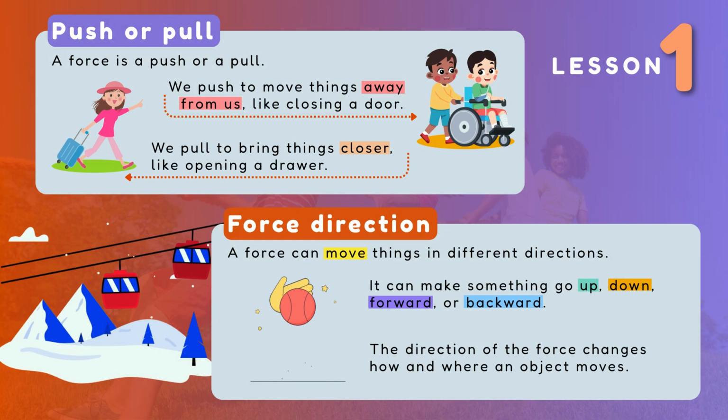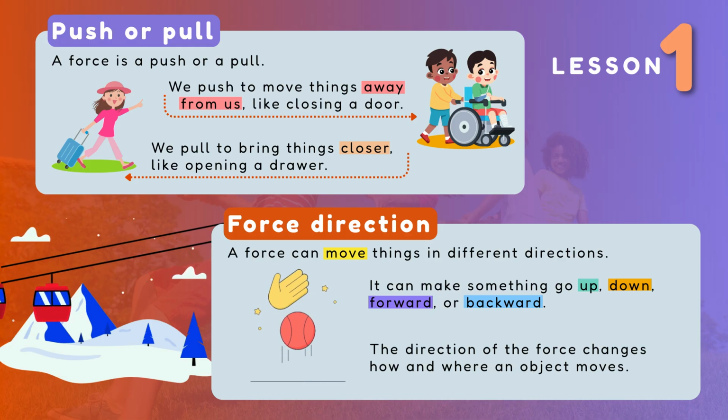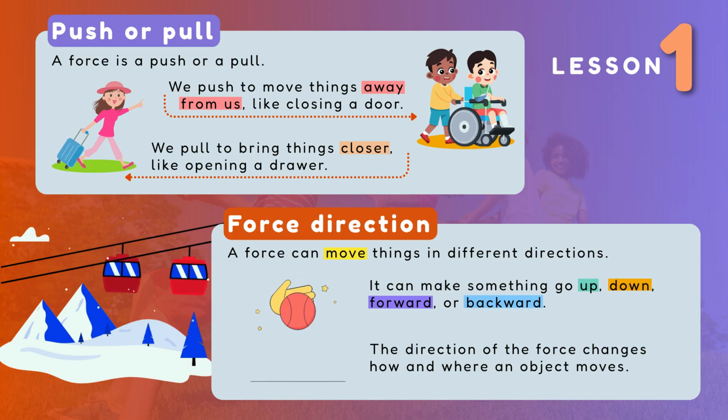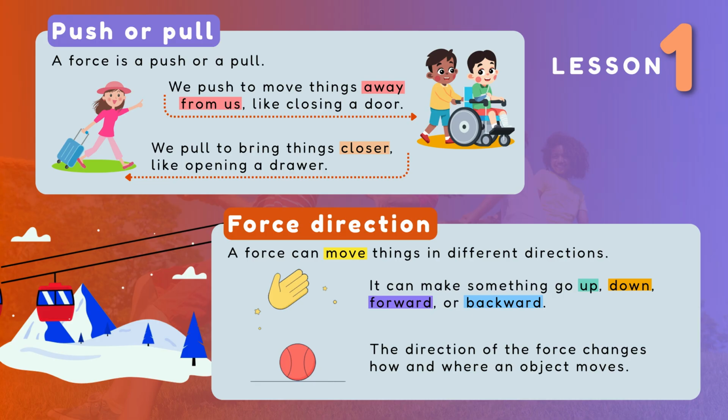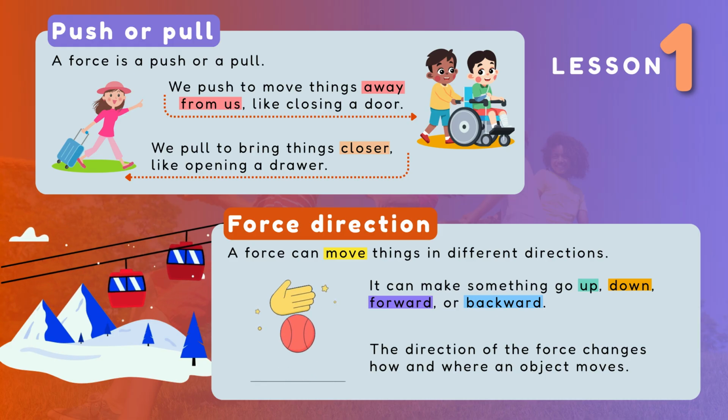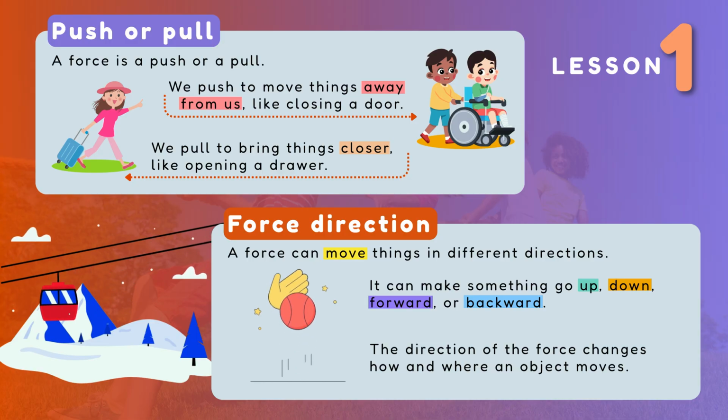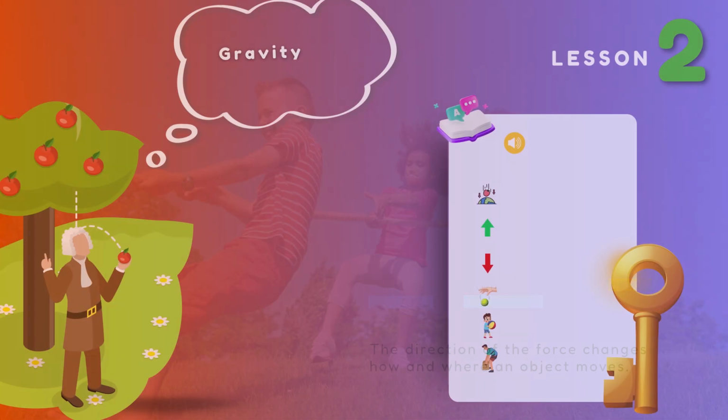A force is a push or a pull. We push to move things away from us, like closing a door. We pull to bring things closer, like opening a drawer. Force direction. A force can move things in different directions. It can make something go up, down, forward, or backward. The direction of the force changes how and where an object moves.